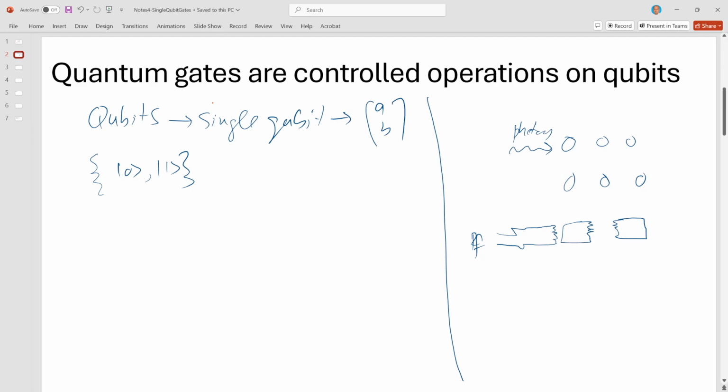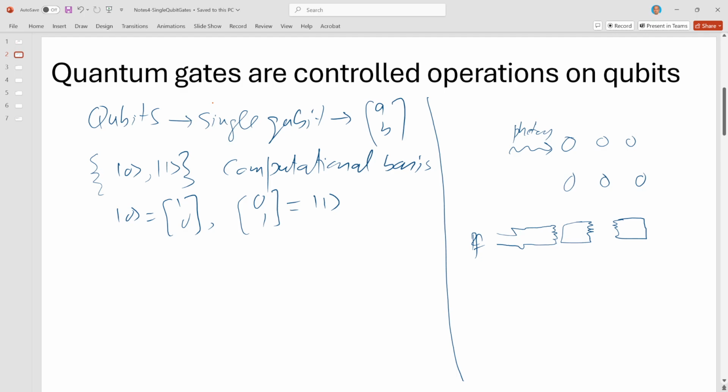Let's say this basis of |0> and |1>, which by the way is also called the computational basis, because we can encode data in it and read data in this form. In this case, |0> is nothing but the column vector (1, 0), and |1> is the column vector (0, 1). So in this case, the quantum gate is essentially a way of transforming this matrix into another matrix.